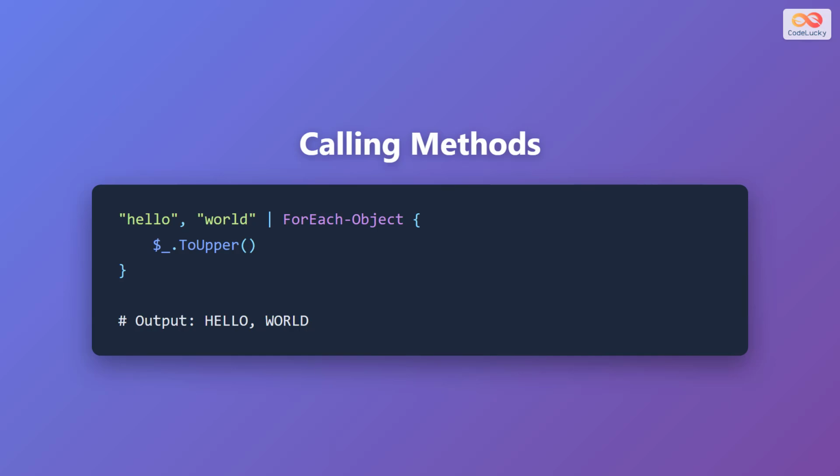You can also call methods on the current pipeline object. In this example, we're piping two strings, hello and world, through the pipeline. For each string, we call the ToUpper method using $_.ToUpper() with parentheses. Methods are functions that belong to an object and can perform actions or transformations. The ToUpper method converts the string to uppercase letters, so the output will be hello followed by world, both in capital letters.